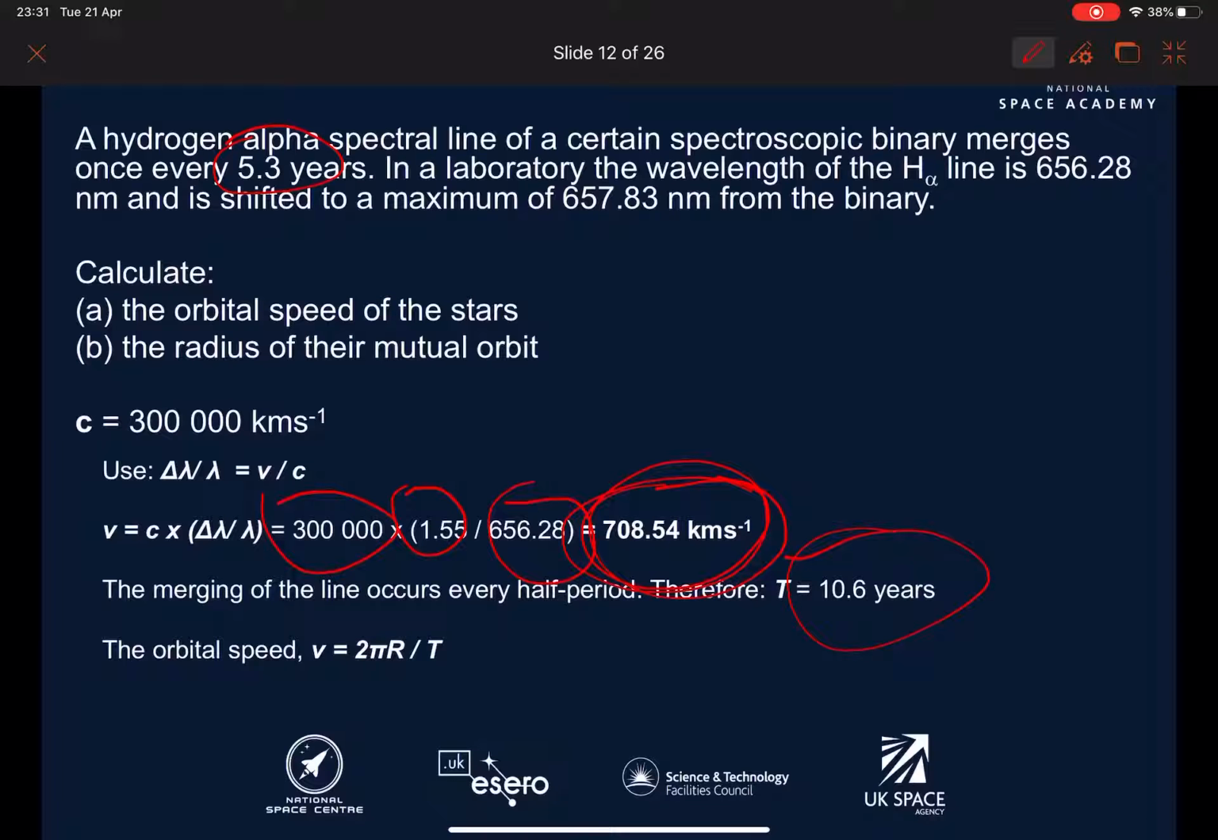What do we know about the links, time periods, radiuses and speeds around a circle? We've done this equation loads of times. 2 pi r over the time period. This is just distance over time. Distance around a circle over time period for that circular motion. Rearranging that to get r as the subject, we get a value for the radius of 3.7 times 10 to the 13 metres. So hopefully some of you paused that and got that correct.